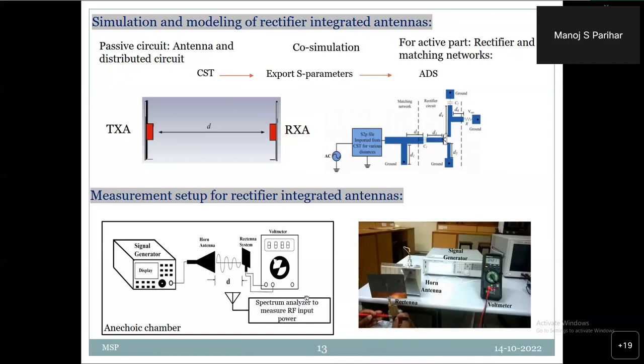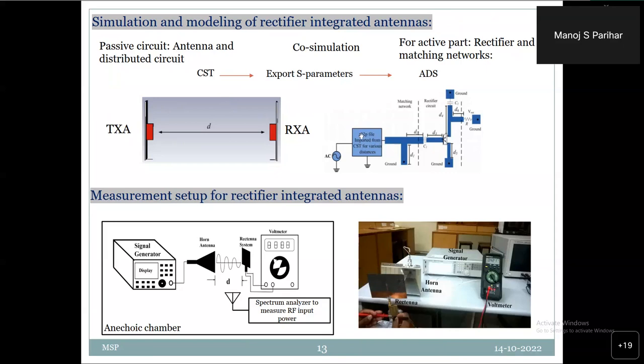Okay, sir. In that case, in the S2P file, we have to import the S parameters of our antenna. You have to use one transmitting antenna, then your receiving antenna, right? Both, yes. This is how we are simulating the entire system, right? So transmitting antenna, then receiving antenna. This S2P file mimics the complete setup of the transmitting antenna and receiving antenna, right?